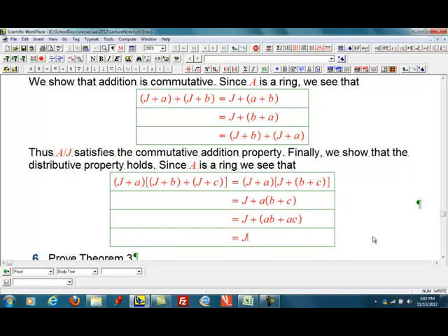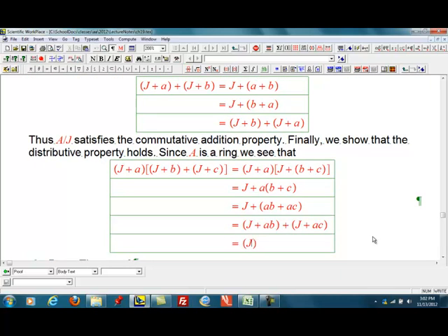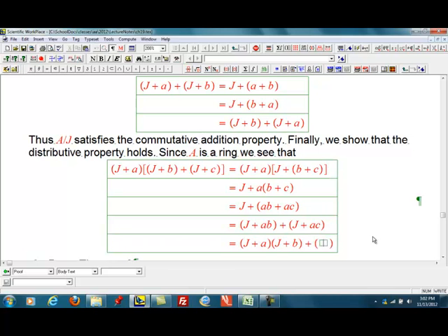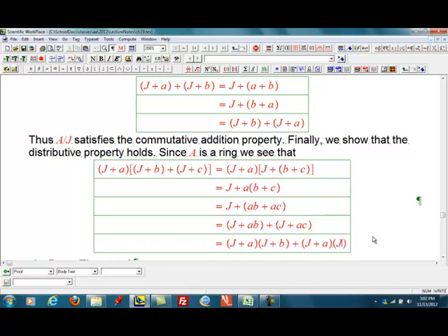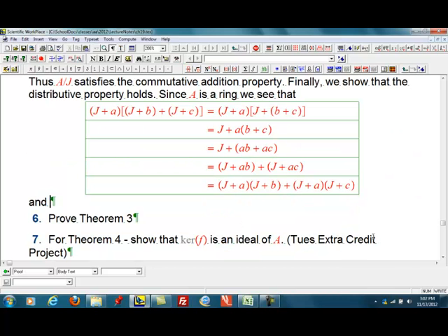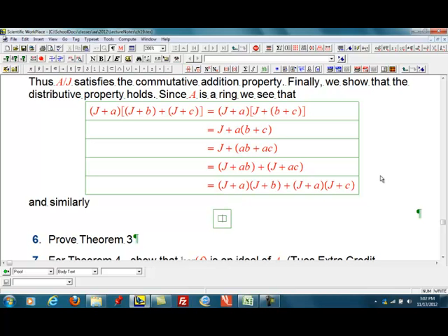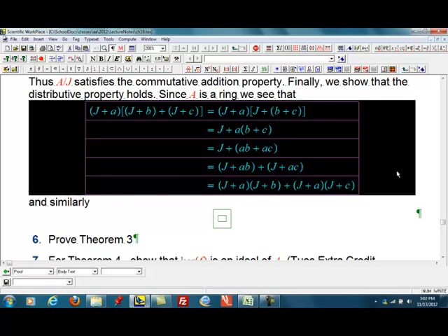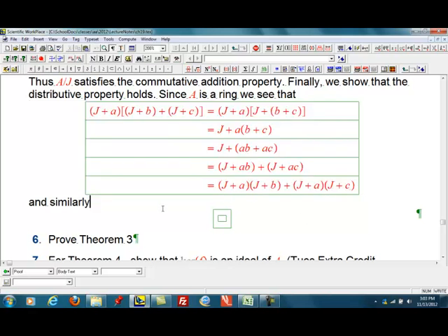But now we can split that up as J plus ab, just splitting up the addition here, plus J plus ac. But then break that apart, and that becomes (J plus a)(J plus b), plus (J plus a)(J plus c). Now we have to do it the other direction. We don't know, yeah. If we could have proved commutative, we'd be done.